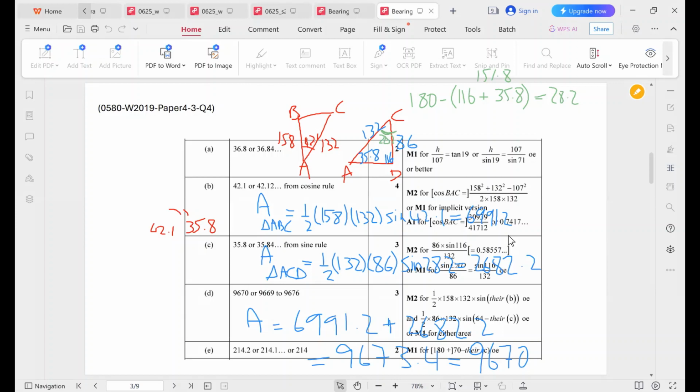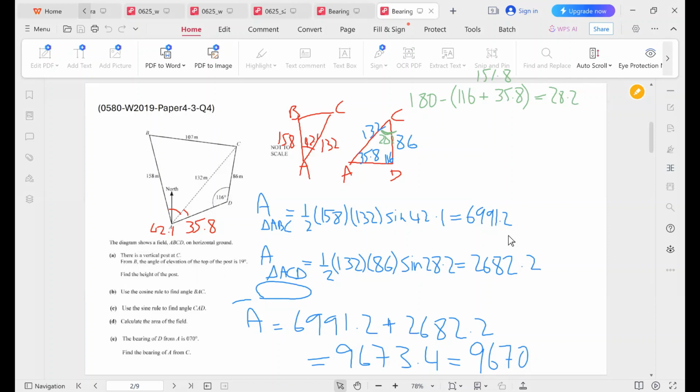So 9,670 is correct, or anywhere in between 9,669 to 9,676. This would all depend on the approximations used when finding sine and cosine and so on. So it's not a big deal.